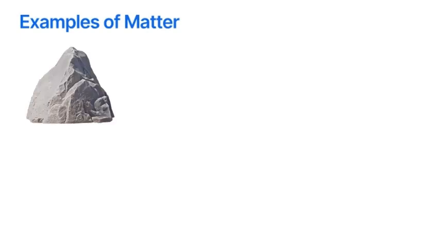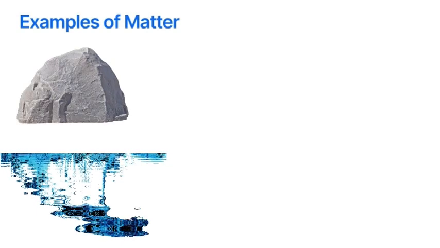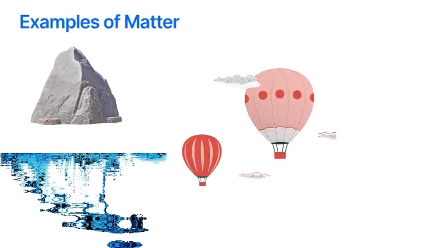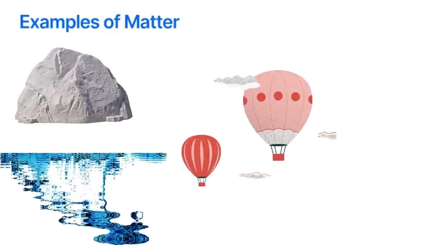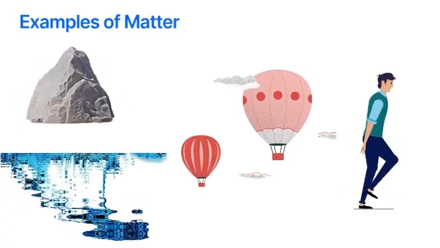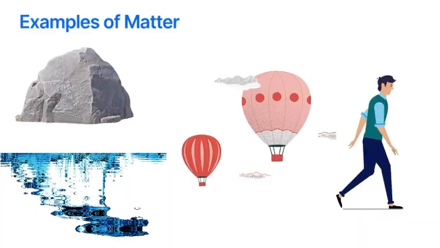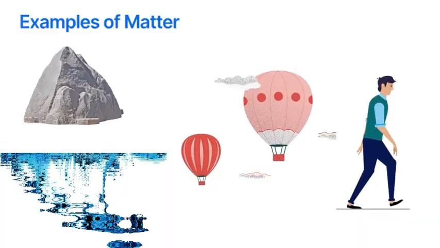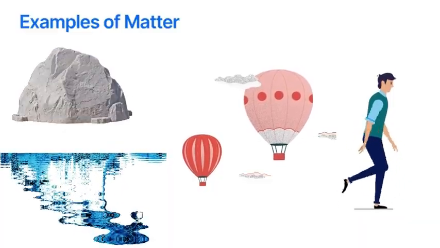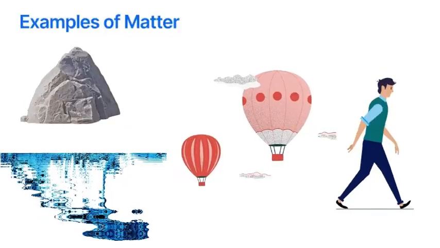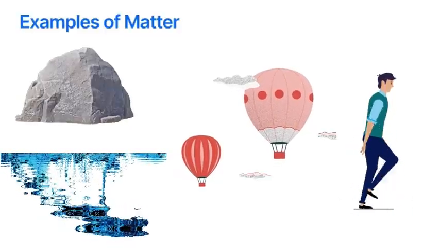Examples of matter include solids like rock, liquids like water, gases like air, and also humans like you and I. These are all forms of matter because they have mass and occupy space. Let's take a look at each state of matter and their properties individually.